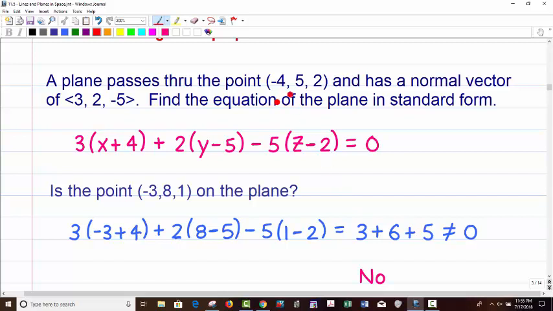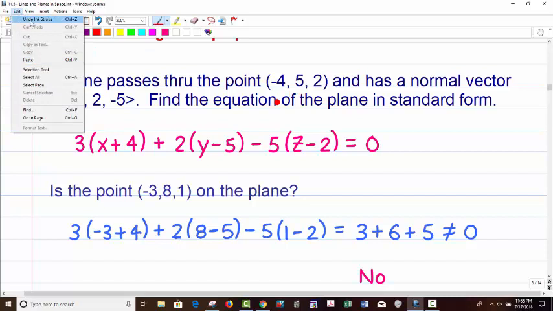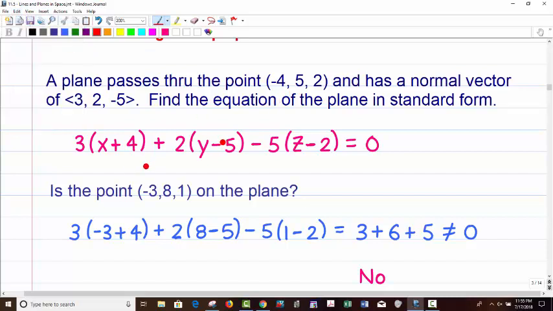So obviously we know -4, 5, and 2 is on the plane, and that means if you plug that in there, you would get 0. There's nothing fancy here mathematically other than plugging the numbers in and seeing if it equals 0. I put -3 for x, 8 for y, 1 for z, and 3 plus 6 plus 5. I didn't finish that, but obviously that was not going to equal 0. So no, that point is for sure not on the plane.